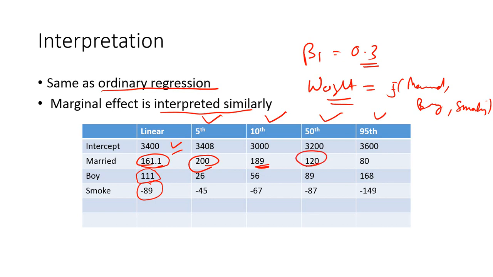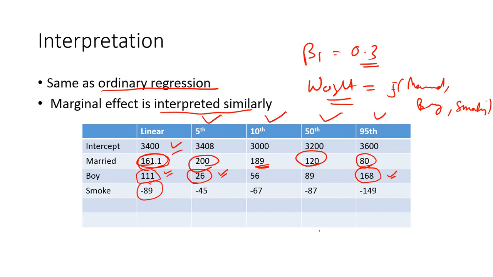For the 50th quantile the difference is 120. That means the linear regression is overestimating. Similarly for the 95th quantile it's 80, which is again the linear regression overestimating. If you go to the next predictor, whether it's a boy or a girl, on average the difference between a girl's weight and a boy's weight is 111, given other predictors constant. But in the fifth quantile, the difference is only 26, whereas in the 95th quantile, the difference is 186. That means for the fifth quantile, it's underestimating, whereas for the 95th quantile, the linear regression is overestimating.